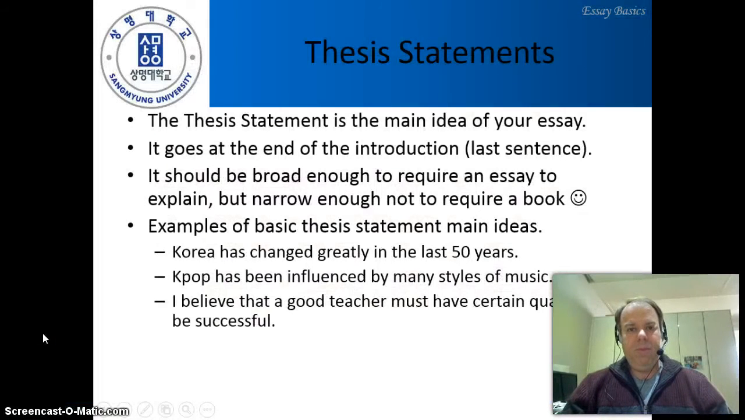So in those examples previously, we saw a few different thesis statements. And I didn't talk about that directly, but now we will. The thesis statement is the main idea of your essay. It's kind of like the topic sentence for the paragraph. The main idea is what everything else in the essay is going to try to prove or support. It goes at the end of the introduction, generally, the last sentence.